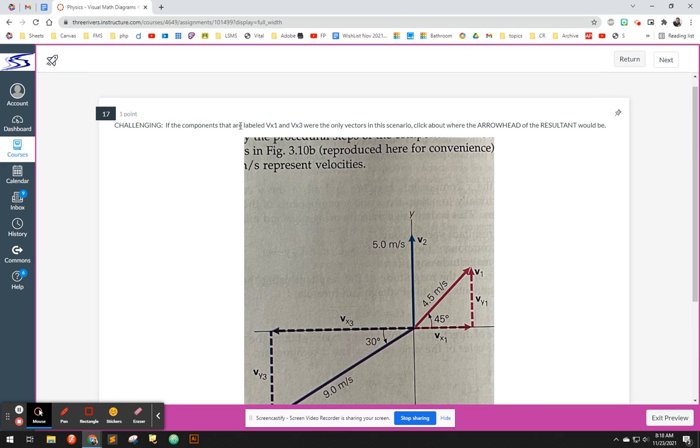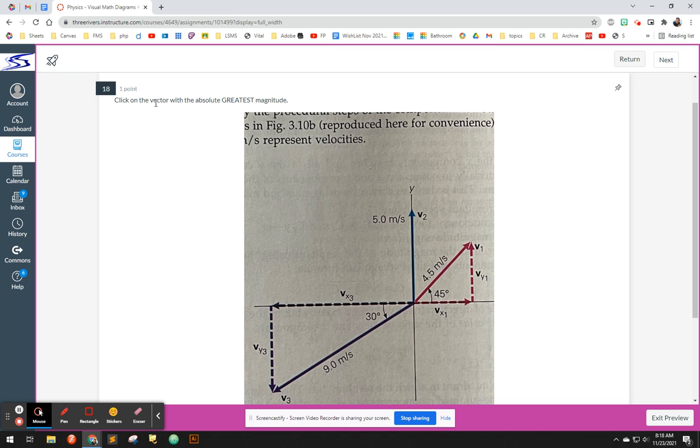Challenging. If the components are labeled Vx1 and Vx3, okay, Vx1 and Vx3 are the only vectors, where would the arrowhead of the resultant be? Well, this would take away about that much of that one. So the arrowhead would be somewhere close to that area. Click on the vector with the greatest magnitude. That's just me trying to get you to understand that greatest magnitude is another way of saying the biggest arrow. That'd be this one.